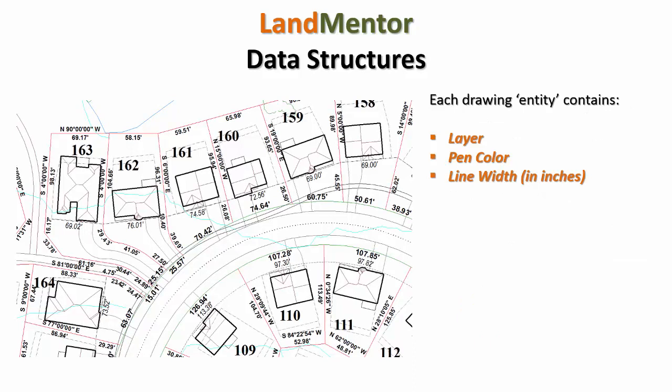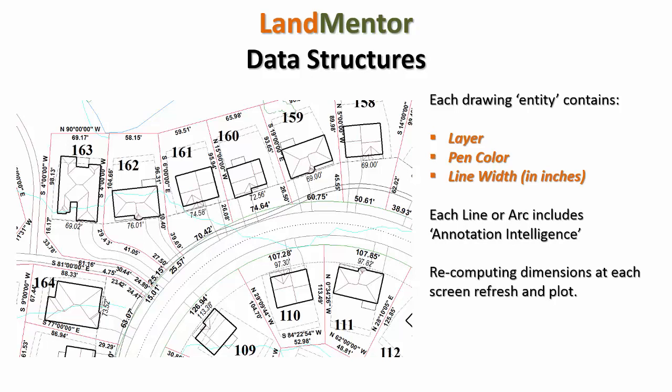Each drawing entity, each line and curve and text, would have a layer, and if there were polylines, it also would be true. Layer, pen color, and line width. In CAD, color represents width. In LandMentor, what you see is what you get. Each line and curve can be annotated. So every screen refresh, it's actually recomputing every dimension you see. Those dimensions do not exist. That's intelligence built into the lines and arcs.